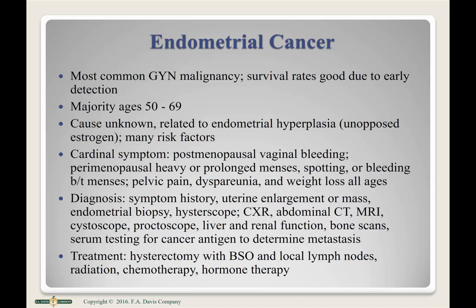Now, if we diagnose endometrial cancer, we really want to do a hysterectomy with a BSO, bilateral salpingo-oophorectomy. That means we remove both the fallopian tubes and the ovaries. And then we definitely also want to take local lymph nodes in the pelvic cavity.